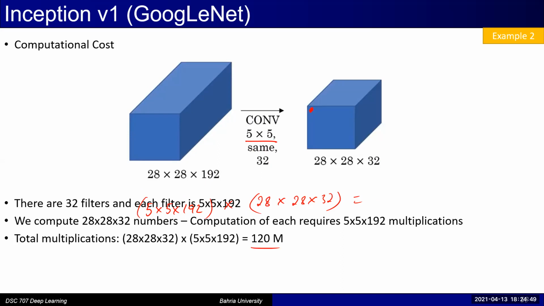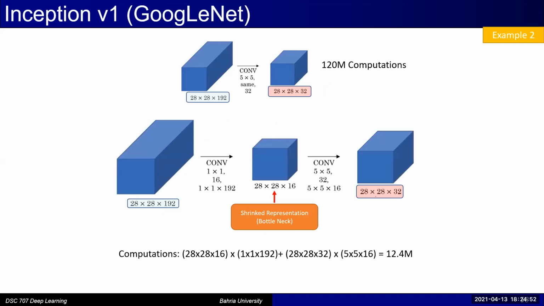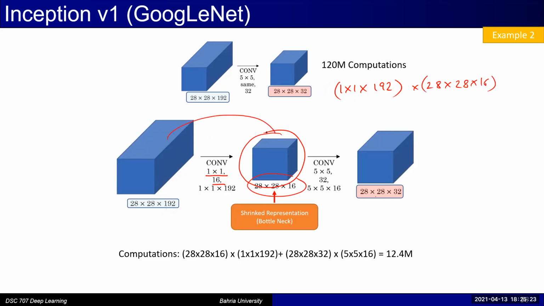Now let's introduce a one by one convolution in between. So this is basically a new intermediate layer, or the bottleneck layer, we have introduced. What we are doing here is using one by one convolution and 16 filters. So how many multiplications would there be? To compute one value, you need 1 into 192 multiplications. How many values are you computing? 28 cross 28 cross 16. So this is step one, going from input to the intermediate volume.